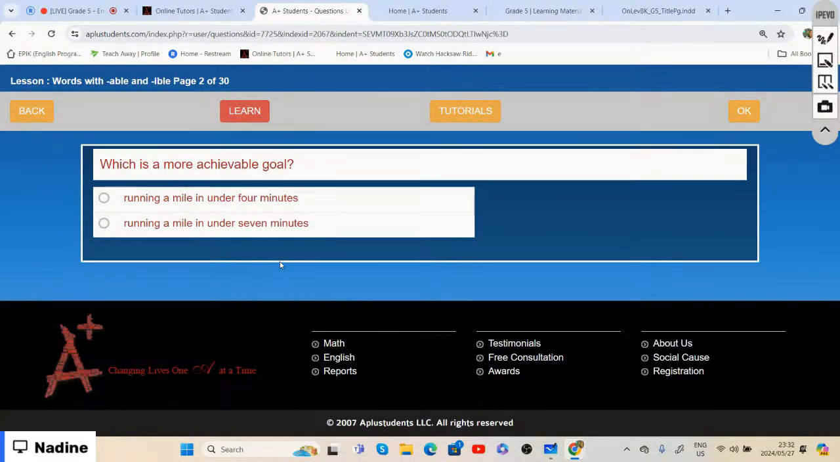Which is more achievable? Something that you're able to achieve. So, which is a more achievable goal? Is it running a mile under 4 minutes or running a mile under 7 minutes? Which is a more achievable goal? Something that you're able to achieve. Being able to run a mile in under 4 minutes or being able to run a mile under 7 minutes.